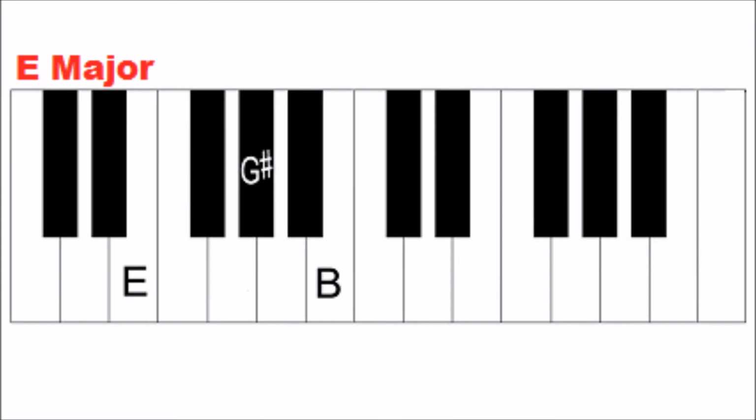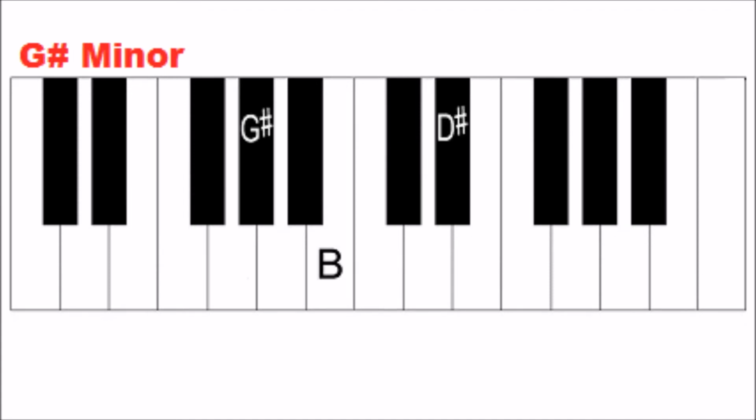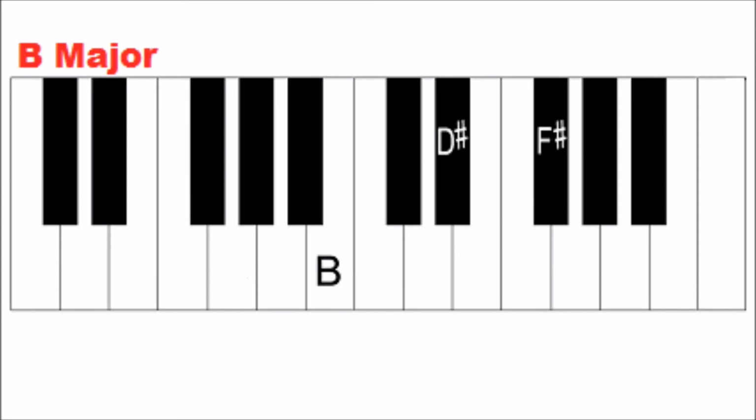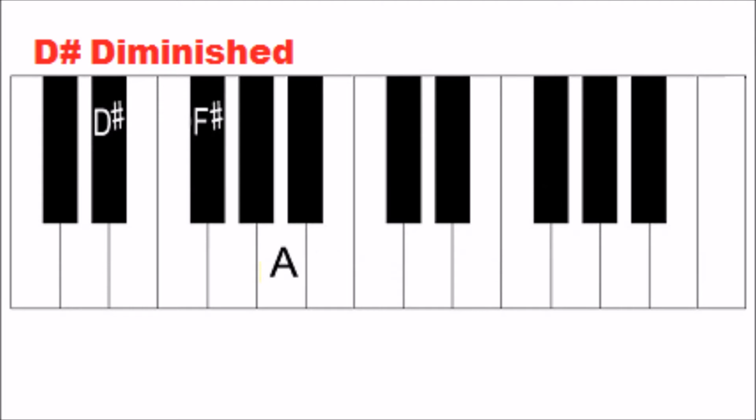Triad chords in the key of E major. Chord 1, E major. Chord 2, F sharp minor. Chord 3, G sharp minor. Chord 4, A major. Chord 5, B major. Chord 6, C sharp minor. Chord 7, D sharp diminished.